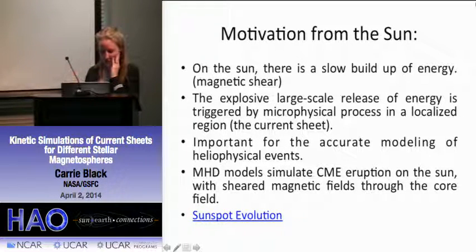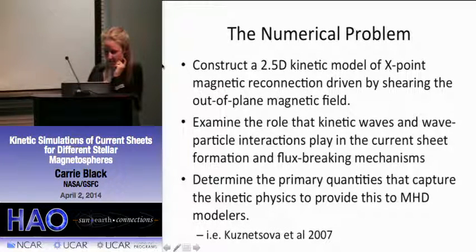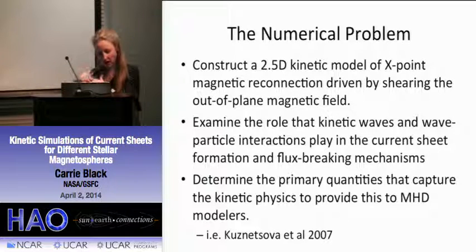So the MHD models simulate CME eruption on the sun with these shear magnetic fields through the core. I was going to show a sunspot evolution movie, but I'm not sure this actually helps the case for breakout, so I'll just skip it. Okay, so the numerical problem for this is to construct a 2.5D kinetic model of the X point. For reconnection, we're going to drive this by shearing the magnetic field out of the plane. Then we want to examine the role that kinetic waves and wave-particle interactions play in the current sheet formation, and try to determine what the critical flux breaking mechanisms actually are.